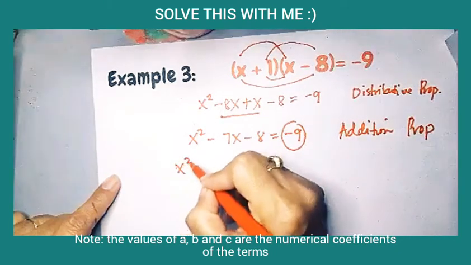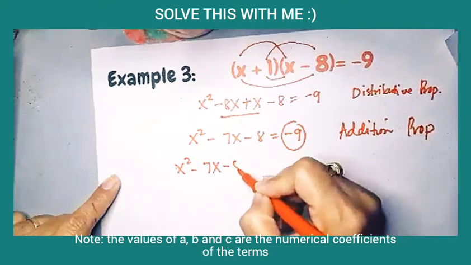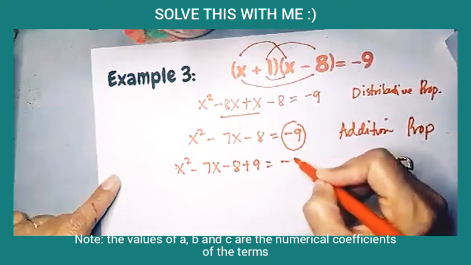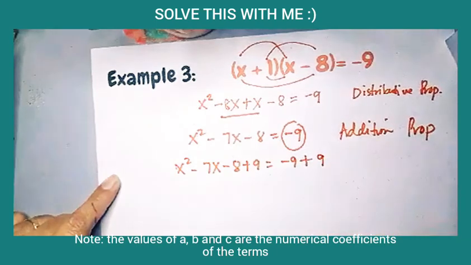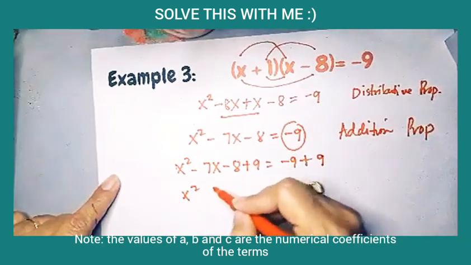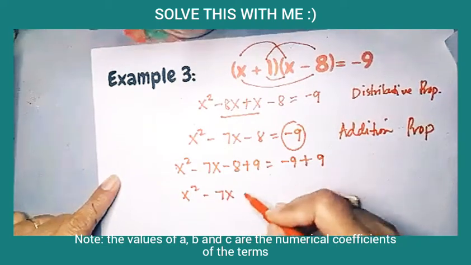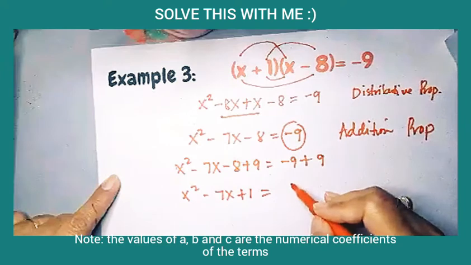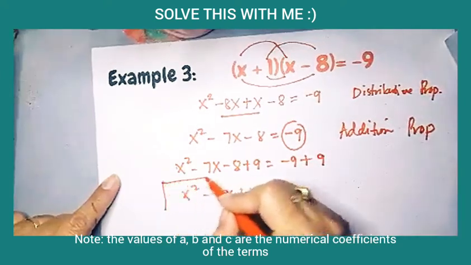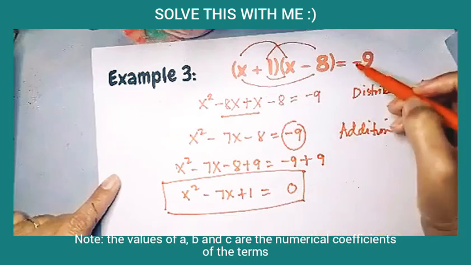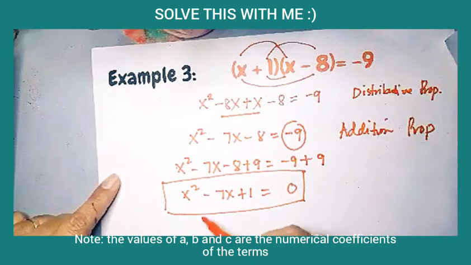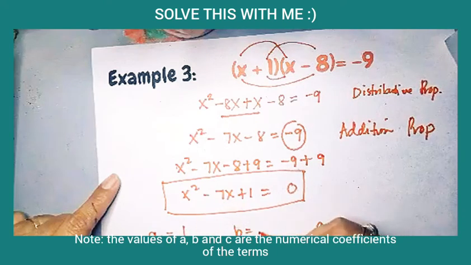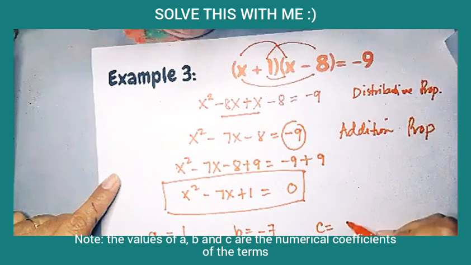So x squared minus 7x minus 8 plus 9 equals negative 9 plus 9. This becomes x squared minus 7x plus 1 equals 0. So this is already the standard form of this given equation. So in this answer, we can now identify the values of our a, b, and c. Our a is 1, b is negative 7, and c is positive 1.